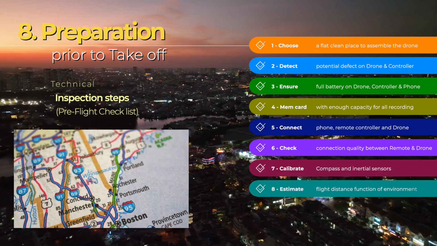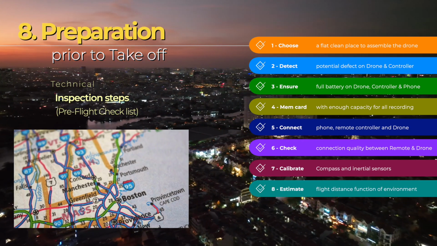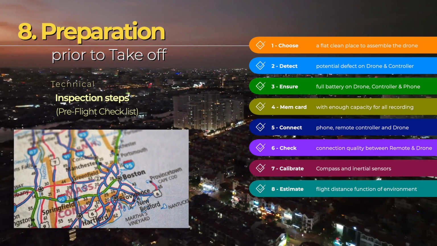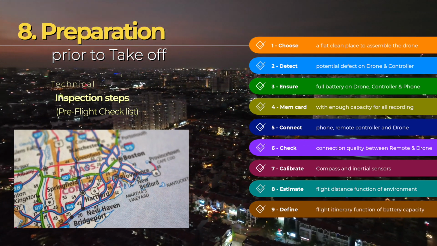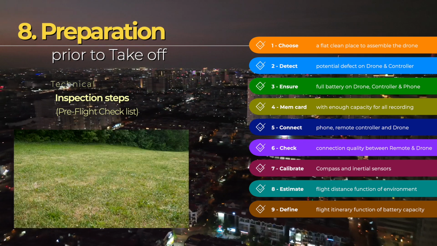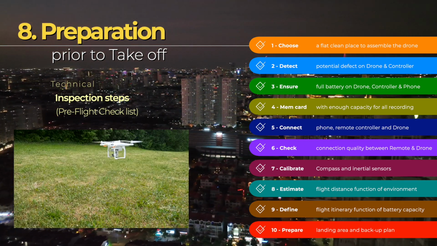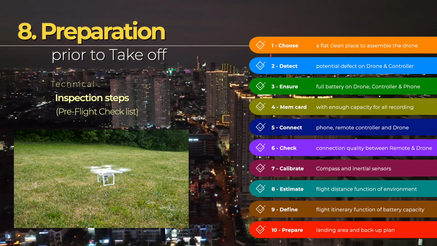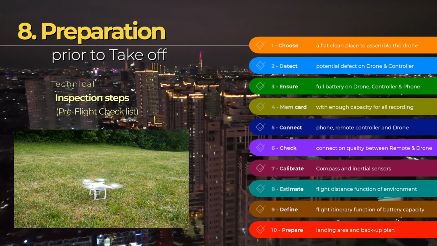Estimate the maximum flight distance, based on battery capacity, environment, wind power and wind direction. Define the flight itinerary matching the carried battery capacity. Prepare the landing site and a backup plan. Make sure that someone can help when required.